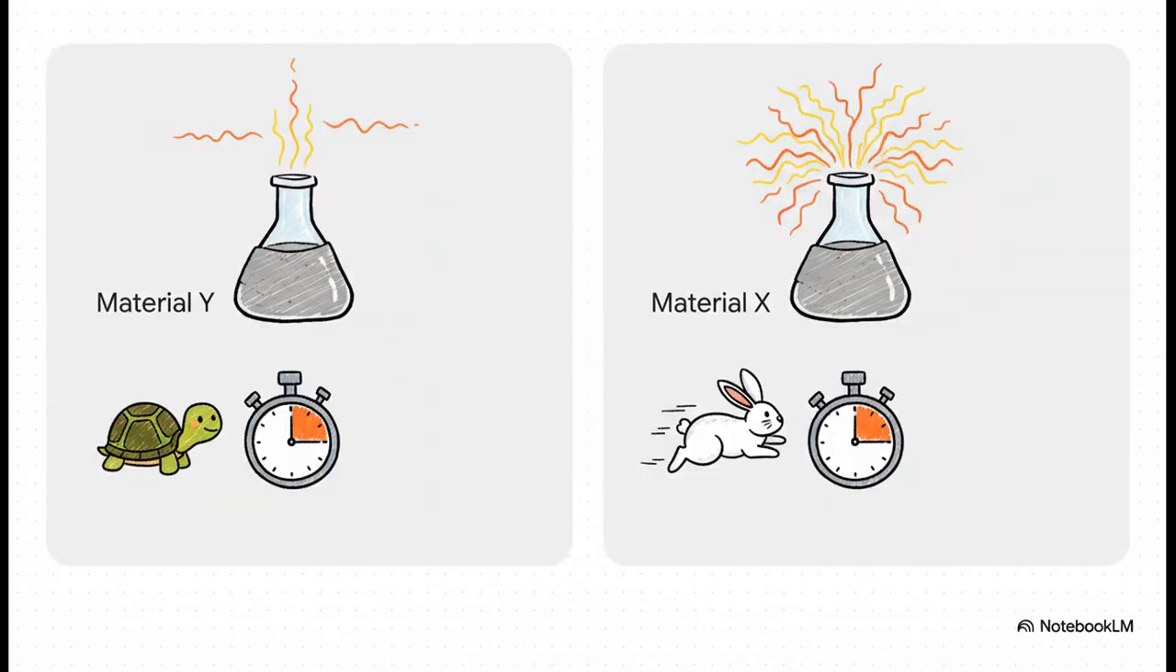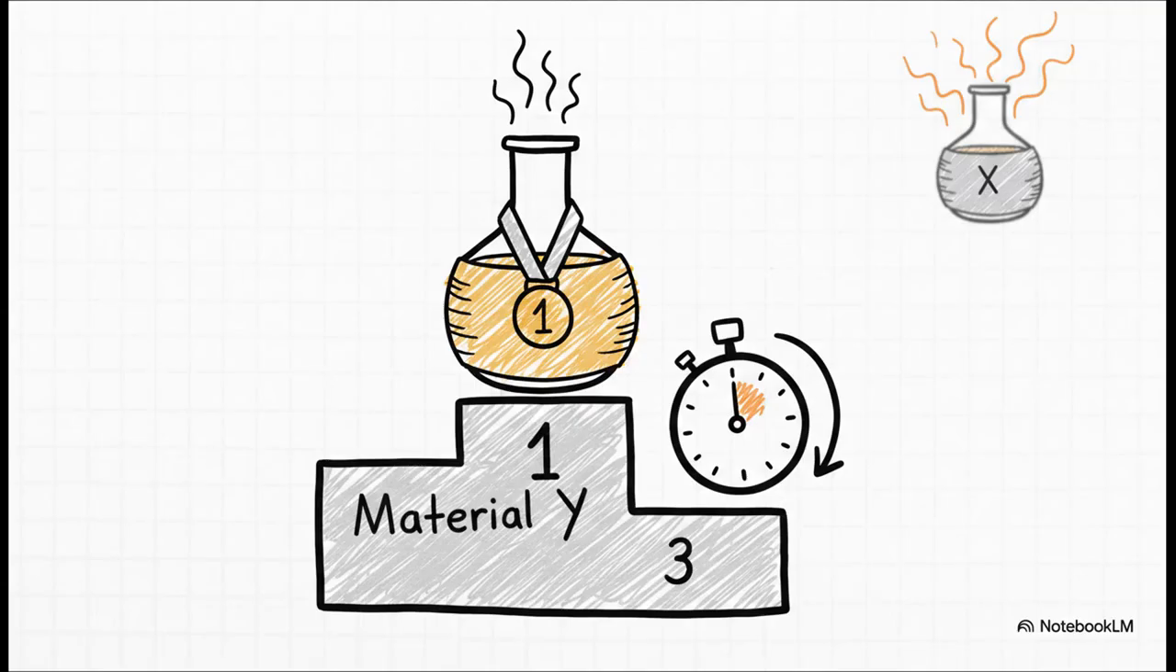Let's break this down. For material Y, it took a whopping 745 seconds to cool down. But for material X, it only took 450 seconds. So a longer cooling time means the heat is escaping way more slowly. That makes material Y the better insulator, hands down. And in physics speak, we'd say it has a lower thermal conductivity. So the main takeaway here is really simple. Material Y is the winner. It's the better insulator because it kept the water warmer for longer, and this tells us it has a lower thermal conductivity. Simple as that.